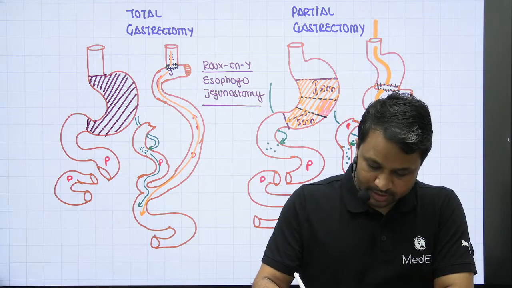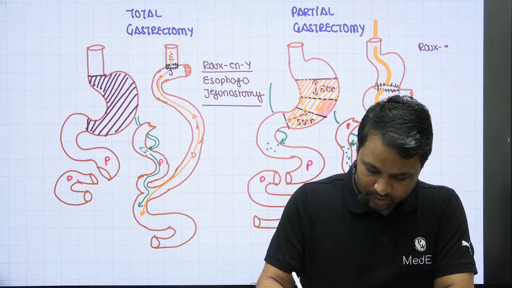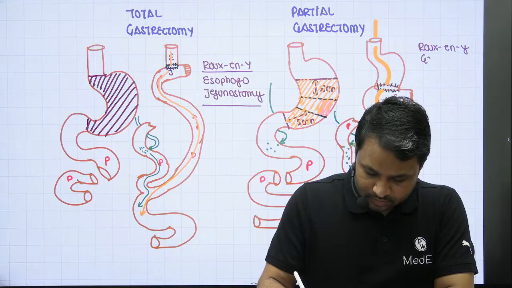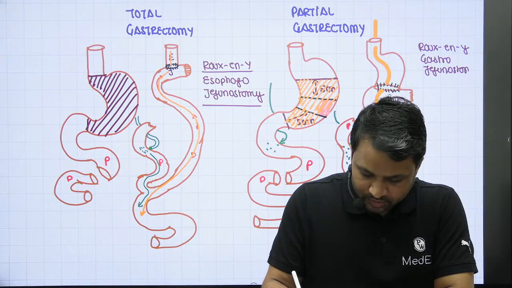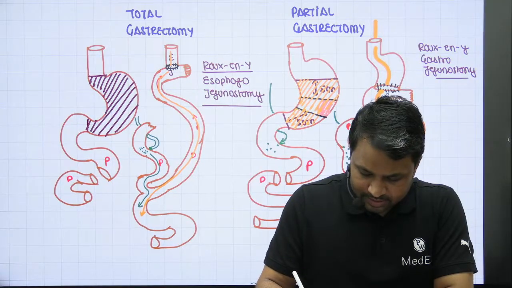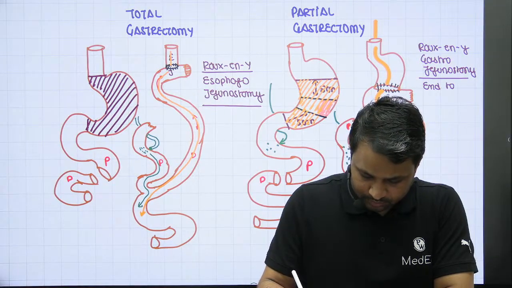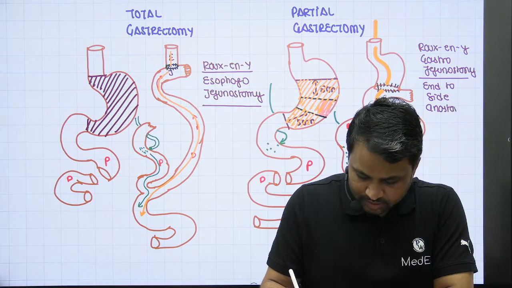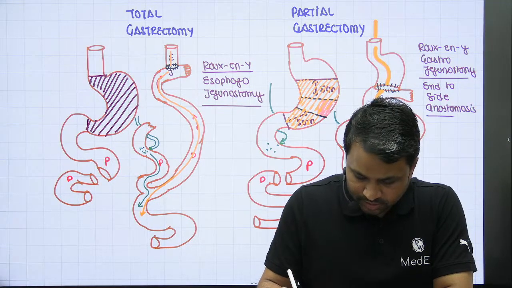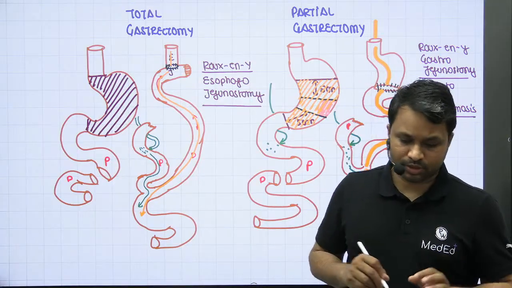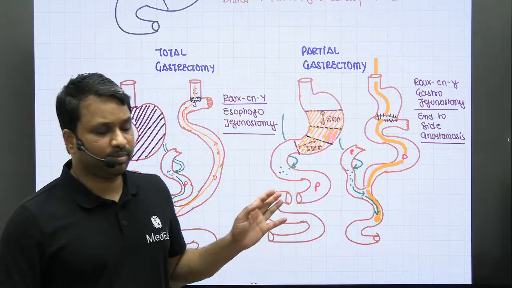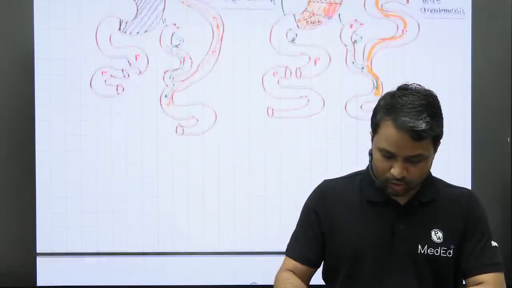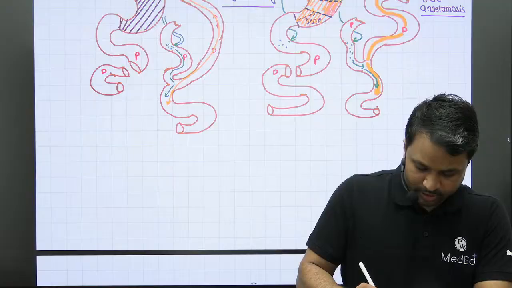This is what we call it as the Roux-en-Y gastrojejunostomy. If you want to impress your examiner, you can say this is an end to side anastomosis. This is an end to side anastomosis. Okay? So this is how you're going to talk about the management of your carcinoma stomach. You can also add the last nail in the coffin, that is a post-operative chemotherapy.